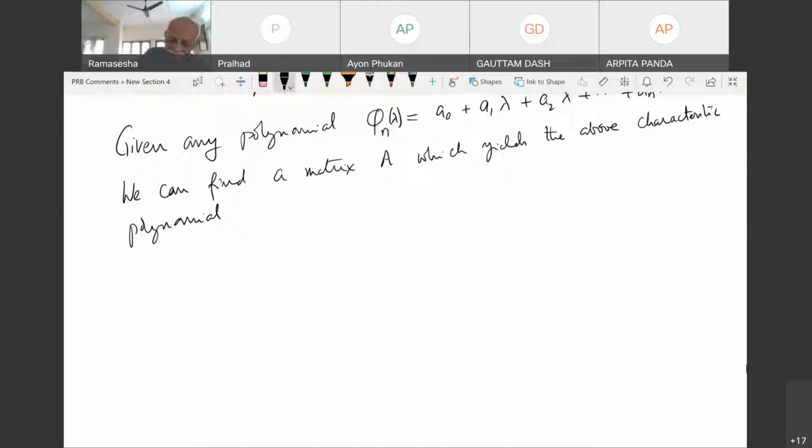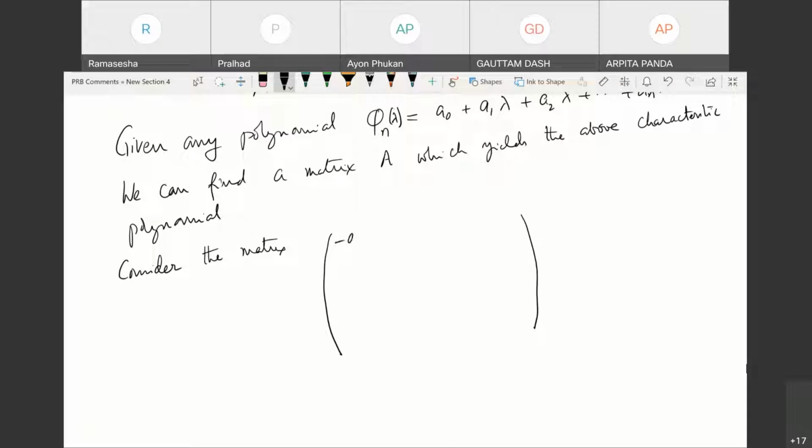Okay. So for that, consider the following matrix. The first row is minus a n minus 1, and so on down to minus a0. Then minus 1 0 0 0, then 0 minus 1 0, etc., all the way down to 0 0 minus 1 0. So consider this matrix.